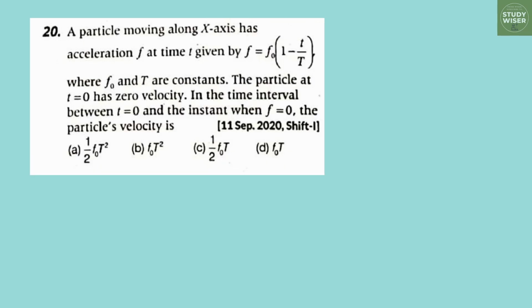A particle moving along x-axis has acceleration f at time t given by that equation. The particle at t is equal to 0 has 0 velocity in the interval between t is equal to 0 and instance 20, and in the instance when f is equal to 0, the particle velocity.